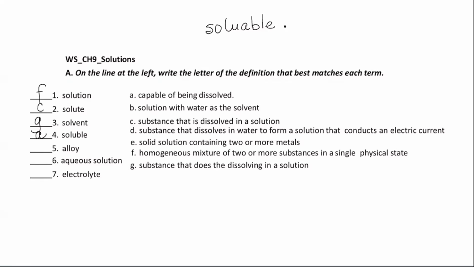So understand that if you need to type the word and I give you the word, please type it correctly. The word on the top, S-O-L-U-A-B-L-E, is not correct. That's not how you spell soluble or insoluble for that matter. Chemistry is also kind of like a language, so let's spell it correctly. Number 5, alloy. Great. Number 6, aqueous solution. Excellent job, you guys. And lastly, electrolyte.